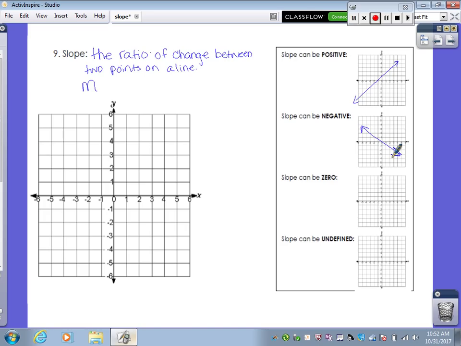0 and undefined can be hard to remember which is which. Okay, a 0 slope is a horizontal line, and an undefined slope is a vertical line. I'm going to explain to you why that's true in a few minutes. But for now, you just need to remember that.